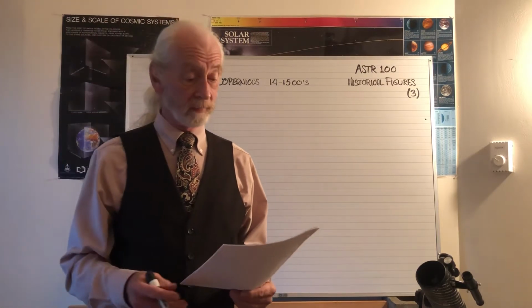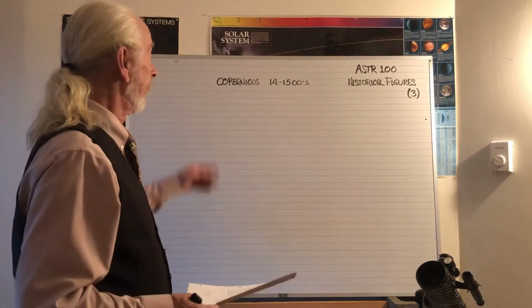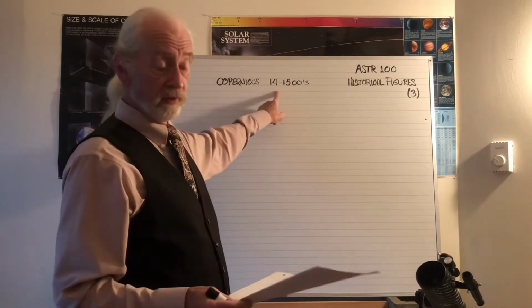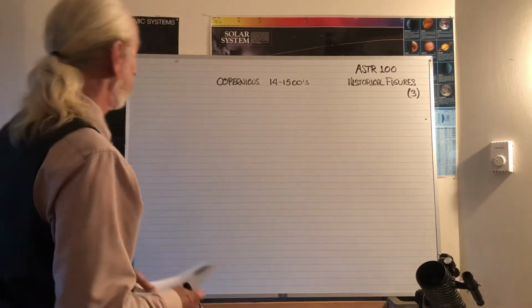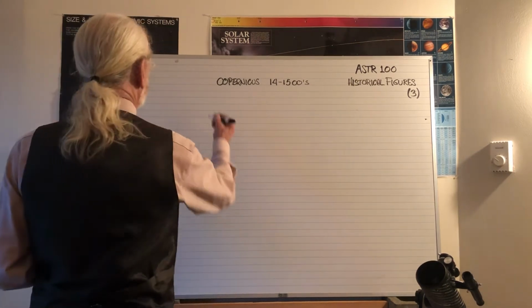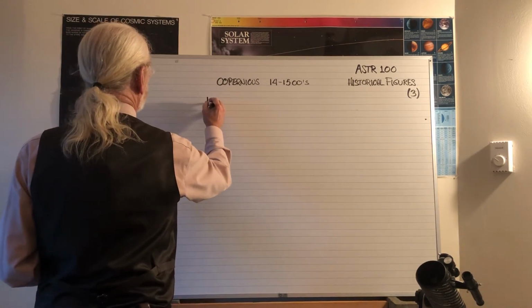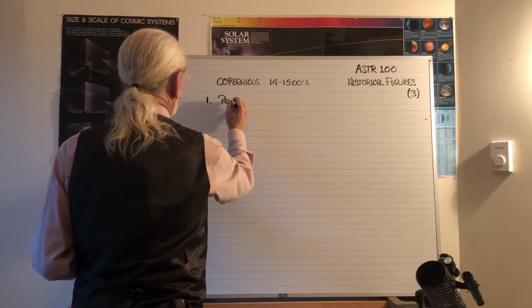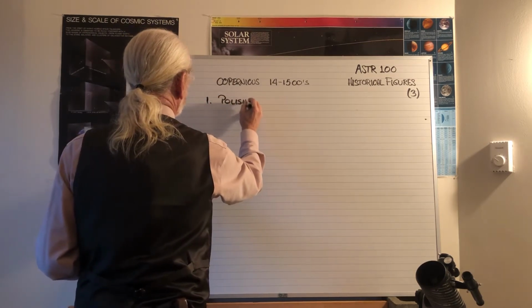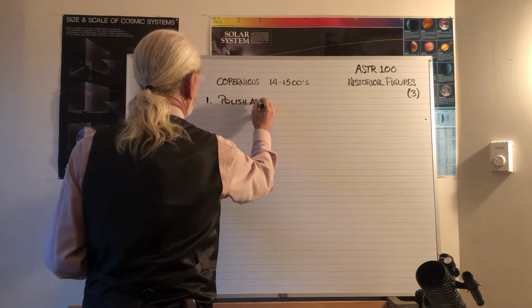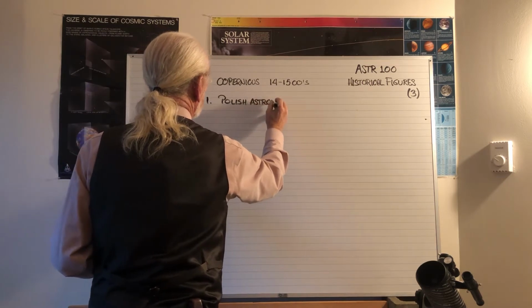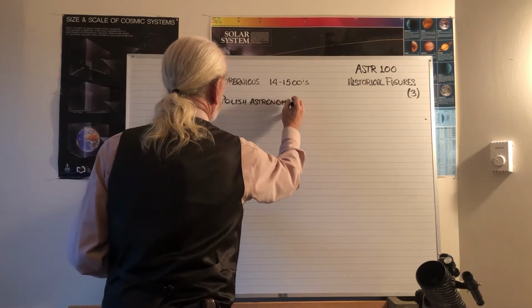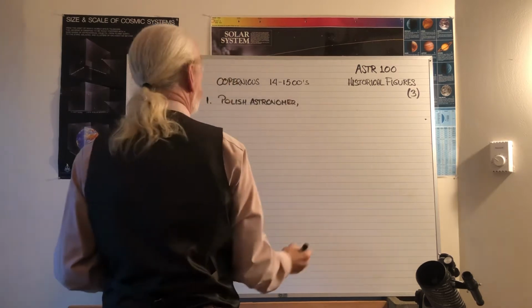Page 37. Copernicus. That puts us in the 1400 to 1500s. So first, some basic outline. He's a Polish astronomer and church deacon.